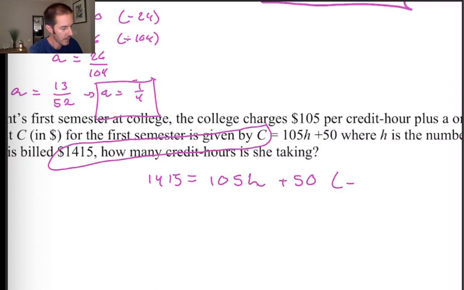Subtract 50 from both sides. I mean, this is pretty straightforward. There's only one variable left, so I know what I'm solving for. I'm solving for H. Let's get that variable isolated. Subtract 50 from both sides. We've got 1,385.